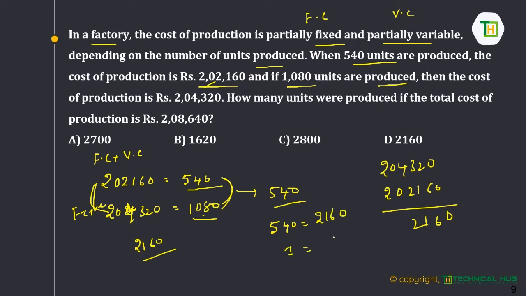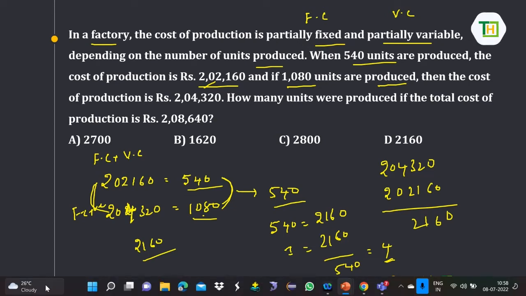Then what is 1 unit? 1 unit is 2160 by 540. That is exactly how many times? 4 times. It means you will get the charge of 1 unit. So 1 unit charge is 4 rupees. If you know that 1 unit charge, then you will get the fixed charges. So how will you get the fixed charges?